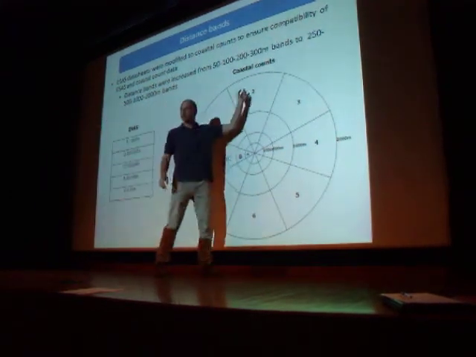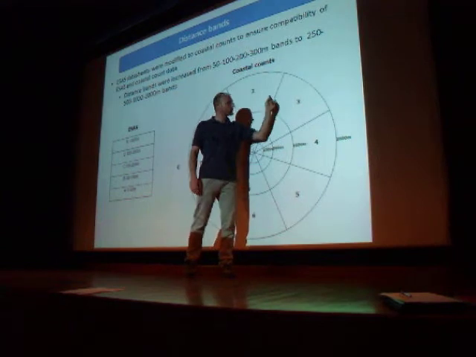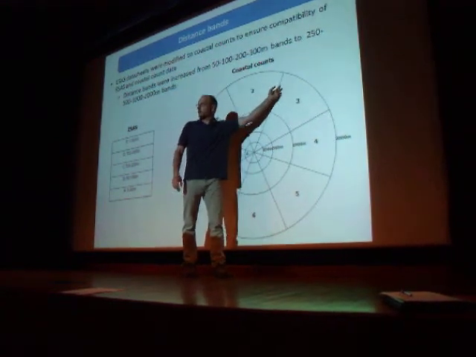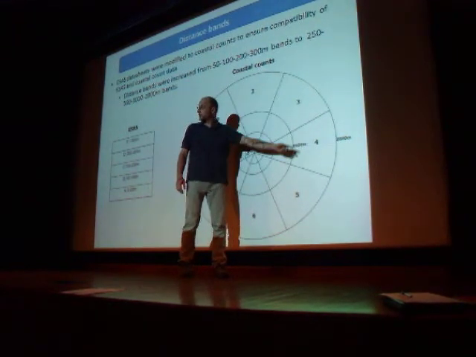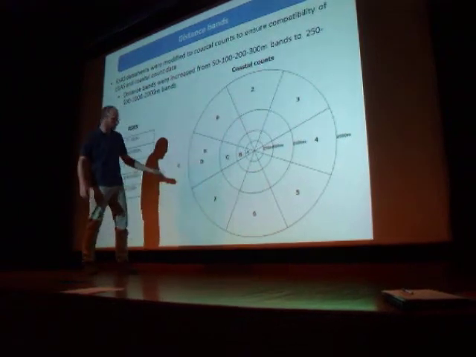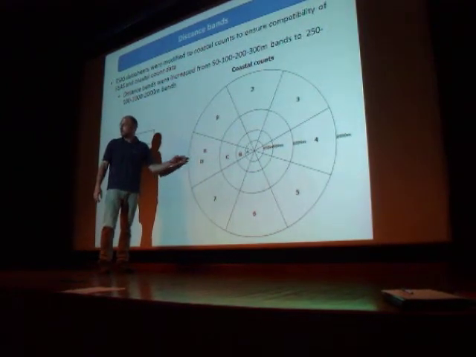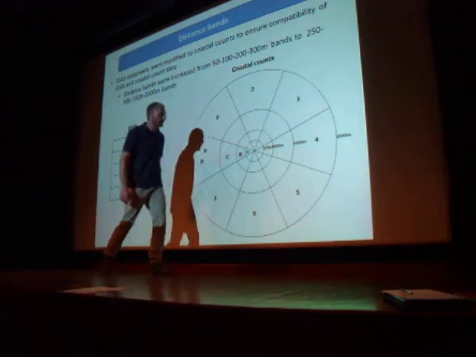Again, for the direction, you see that the codes are the same. So north is again 2, northeast is 3, the same as in ESAS. Only what the different distance bands mean is different.